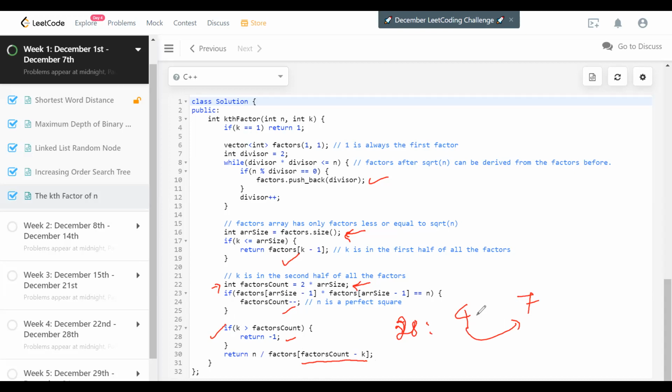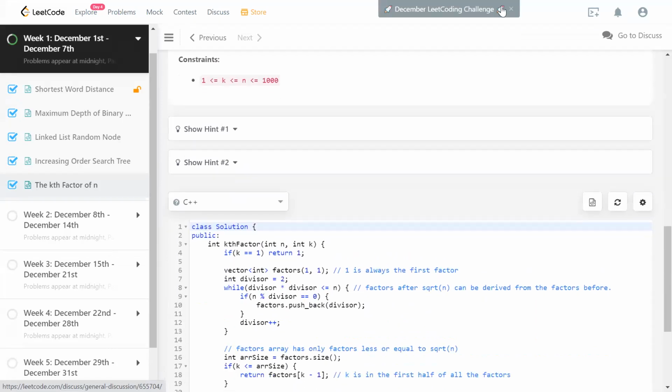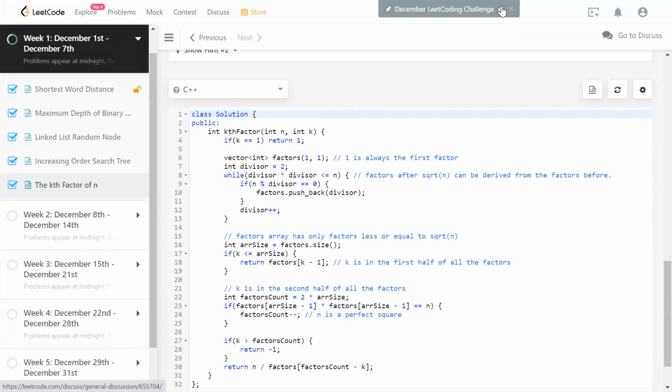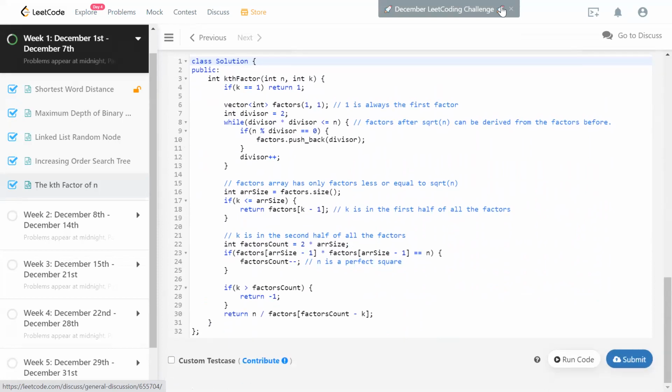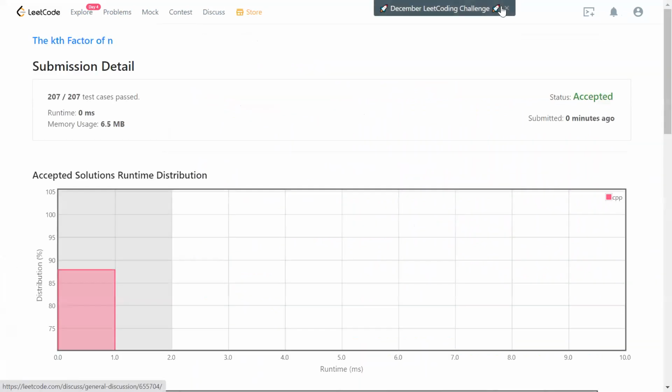So if you see here, this is the only while loop we have. This is going to run for big O of square root of n time, right? And that's good enough here. Anyway, n is really small. n is at the max only 1000. So that's why this should take a negligible amount of time, right? Let me submit and see how much time it takes. Right. So yeah, this takes a negligible amount of time.